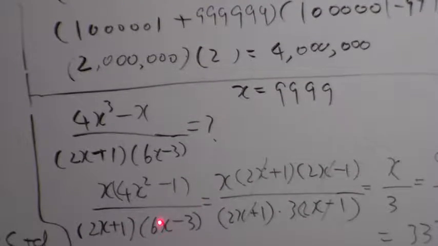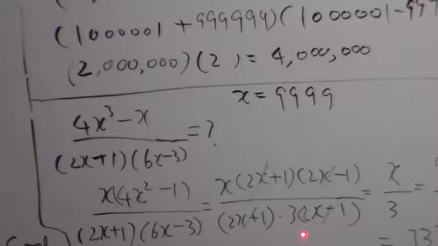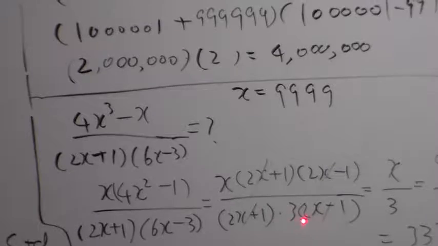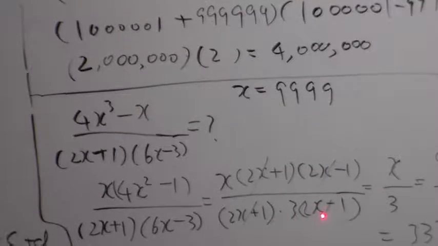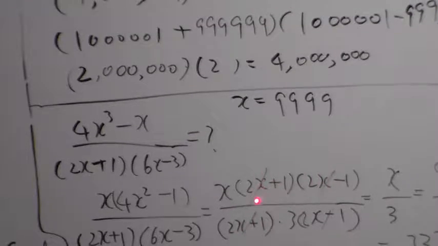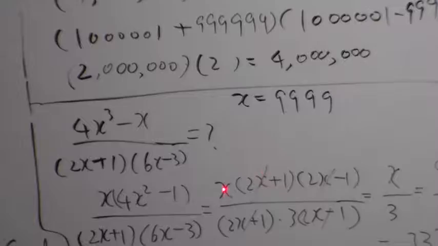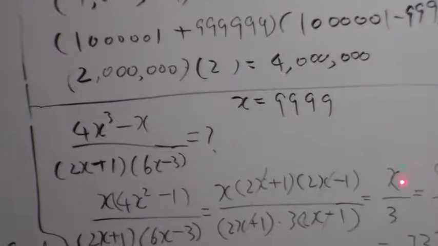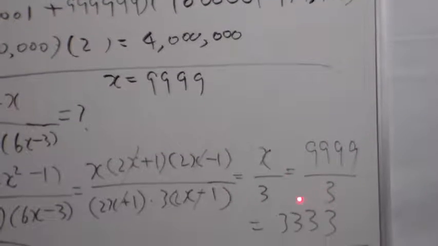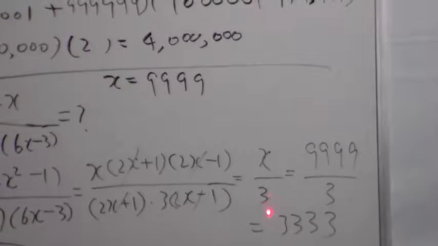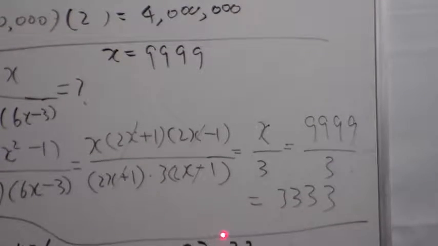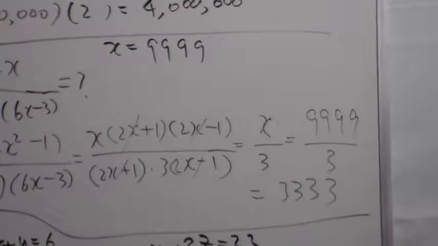But right there, between 6 and 3, the common factor is 3, right? So I pull out 3. So this is going to look simpler. 2x plus 1. Look at this one. This cancels out, this cancels out, this cancels out, this cancels out, right? So what's left over is x over 3. You see? Then plug in. x is 9999 divided by 3, which is 3,333. That's it. This one is trying to find out your ability to factor. This is a good example.